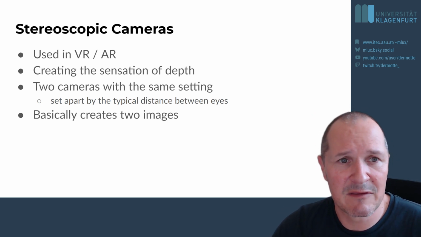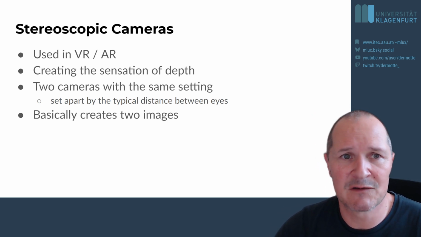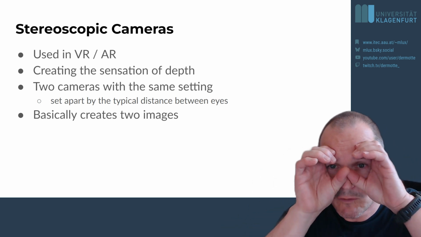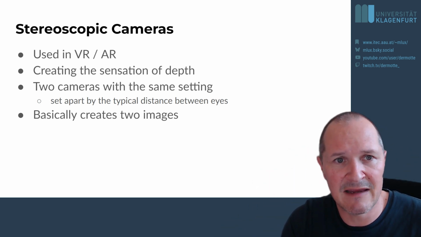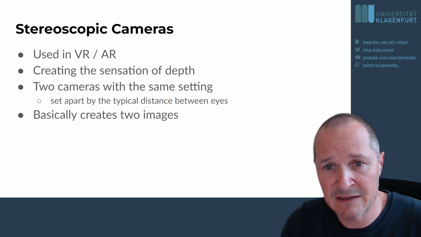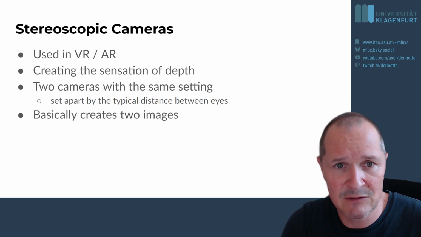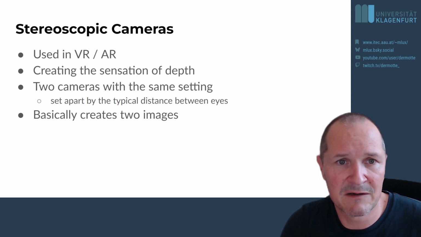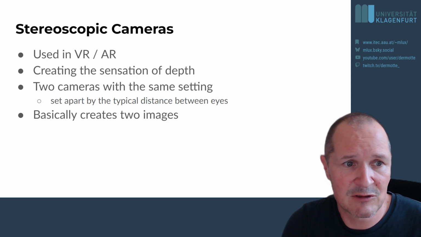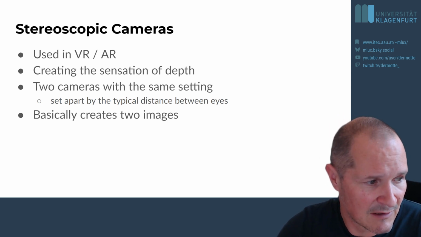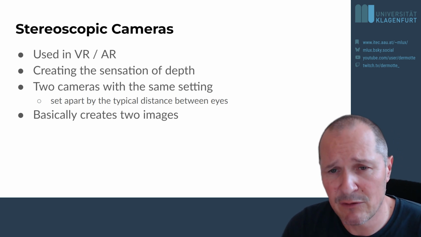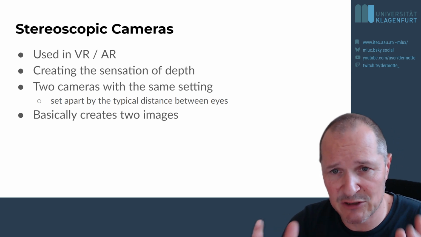Okay, moving on with the cameras. If you have stereoscopic cameras, which means that you have 2 cameras, like for each eye, you can create VR and AR things. You can create the sensation of depth by stereoscopy, and you have typically 2 cameras with the same settings, basically create 2 images. That's the great idea. And the 2 images slightly differ, and that creates this impression of 3D.